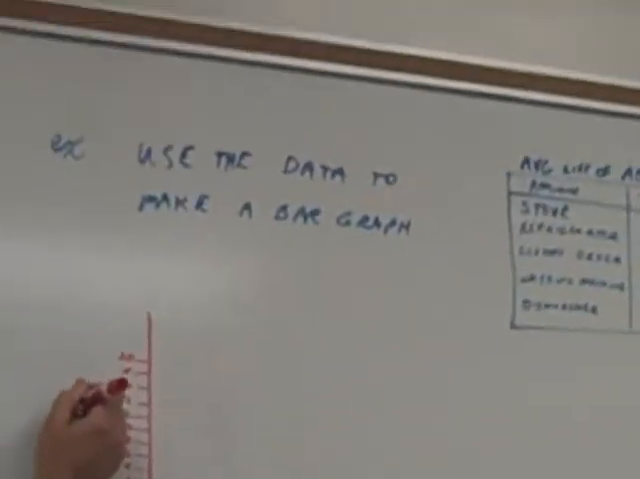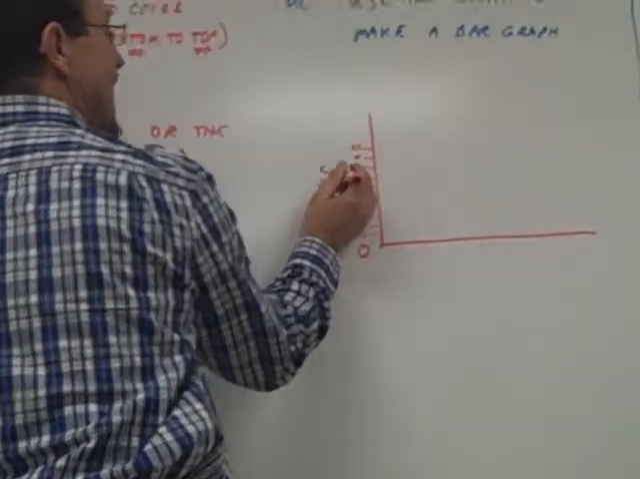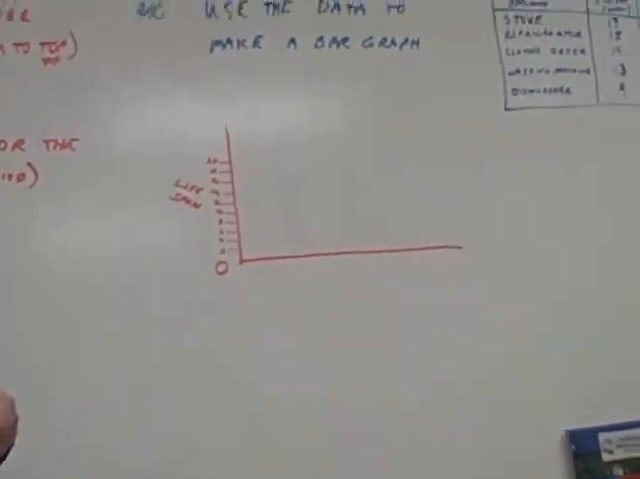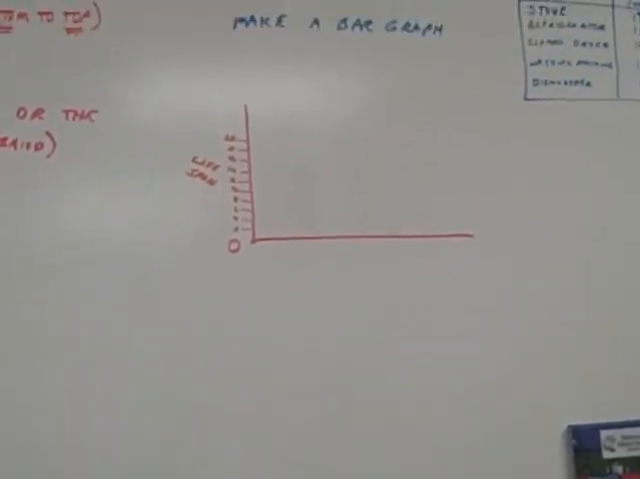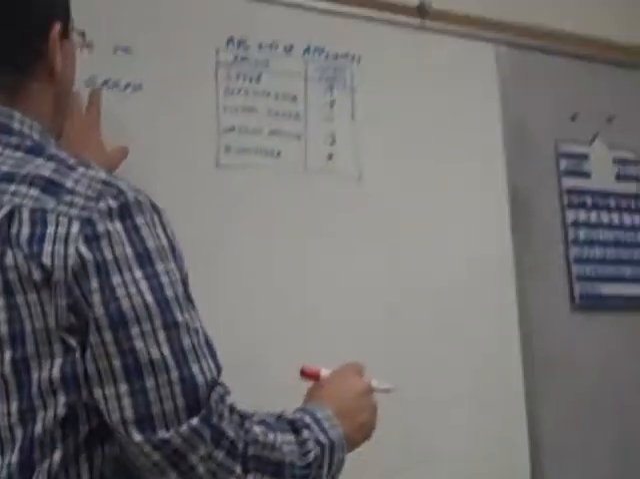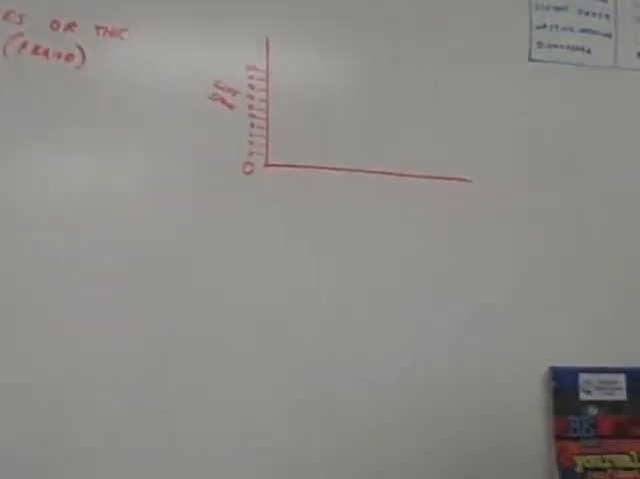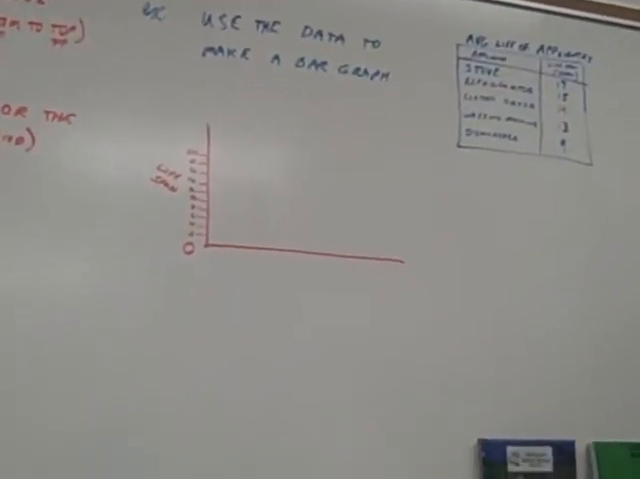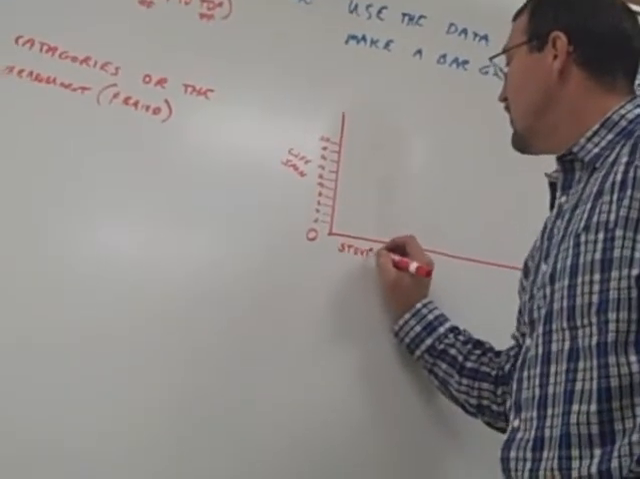And I need to name it. The lifespan, right? It's the lifespan of the appliance. Y'all agree with that? Okay. I'm making a bar graph, so what do I need down here? Categories. What are our categories? So I just write down appliances? No, you write each one. Stove. So my first part right here is stove. Okay?